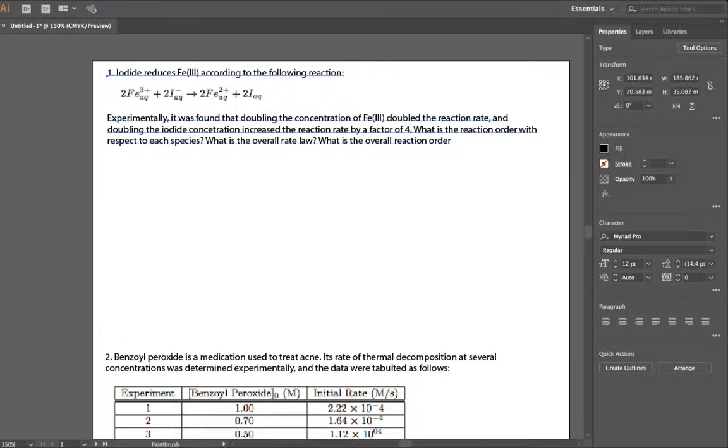Experimentally, it was found that doubling the concentration of Fe3+ doubled the reaction rate, and doubling the iodide concentration increased the reaction rate by a factor of 4. What is the reaction order with respect to each species? What is the overall rate law? What is the overall reaction rate?